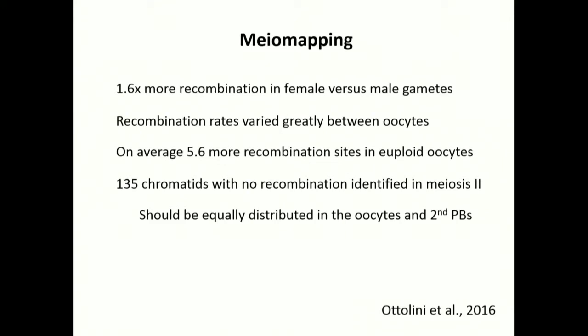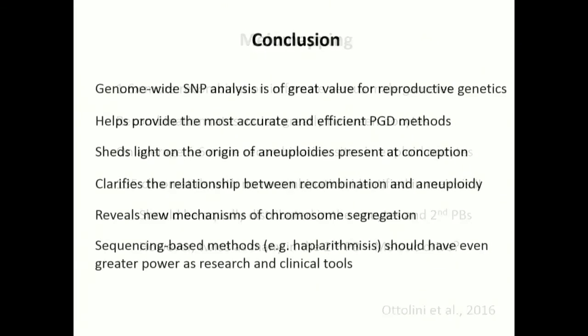In theory, those should be equally distributed between the eggs and the second polar bodies, but twice as many of these recombined chromosomes were found in the eggs, and twice as many of these unrecombined chromosomes were found in the second polar body compared to the egg. So, there seems to be some kind of way of driving out these unrecombined chromosomes, although the mechanism behind that is not understood.